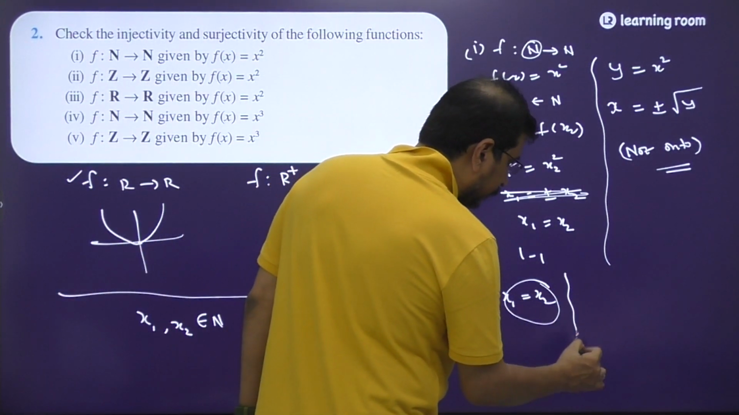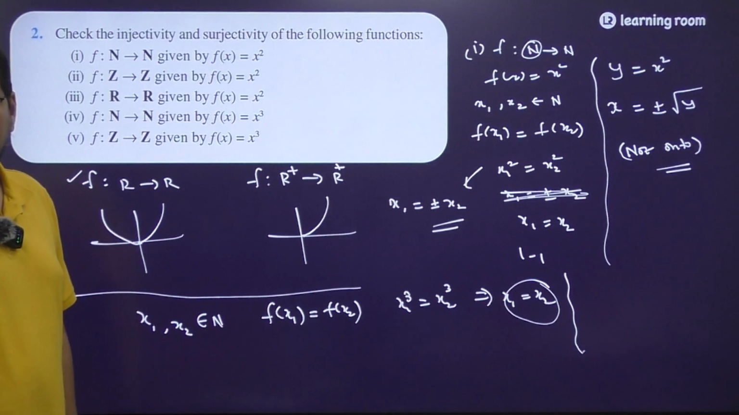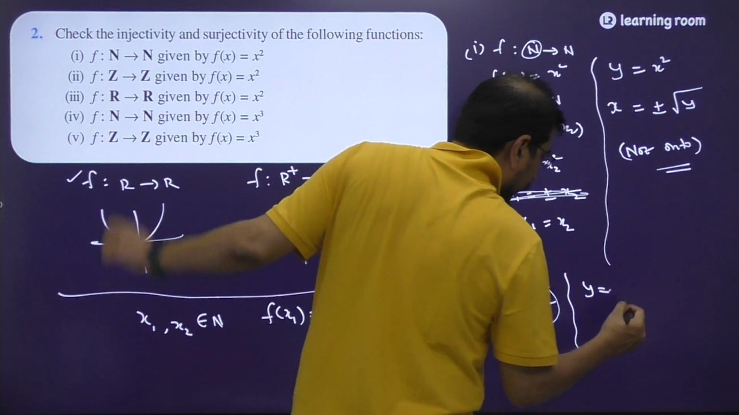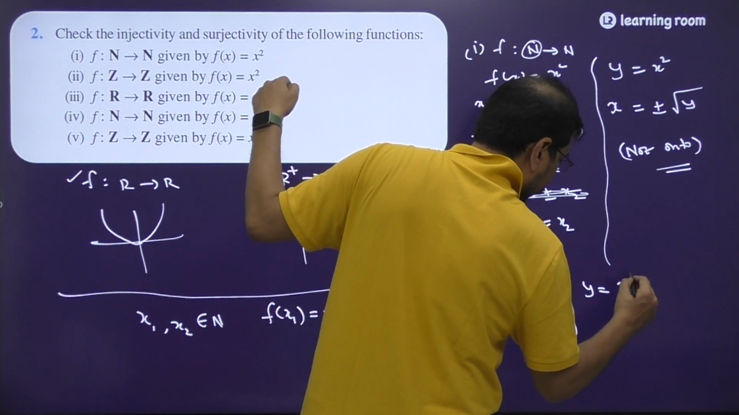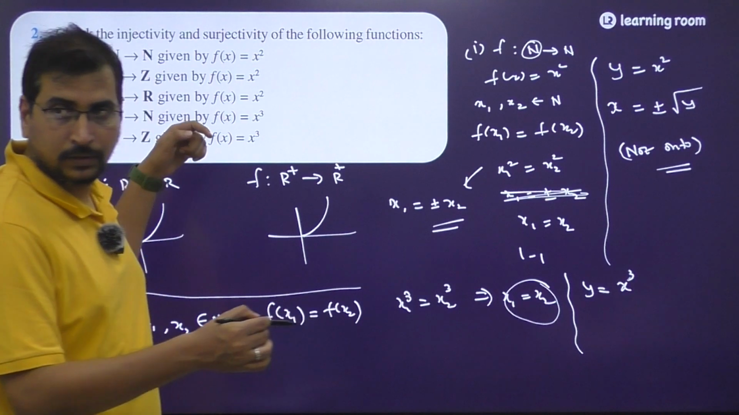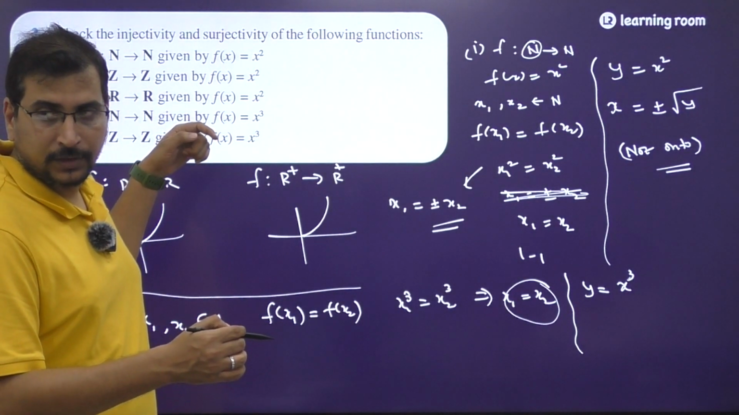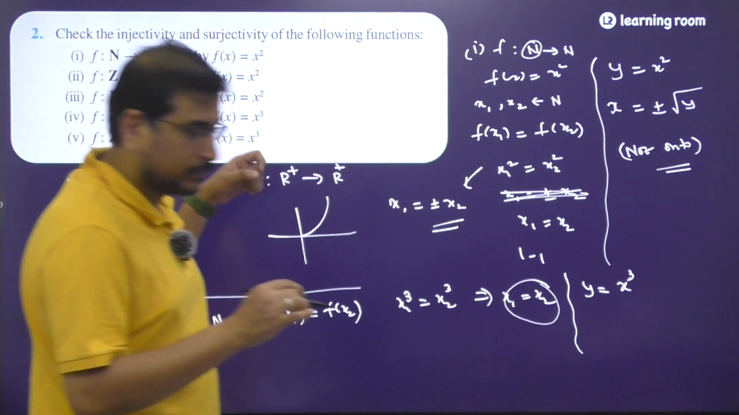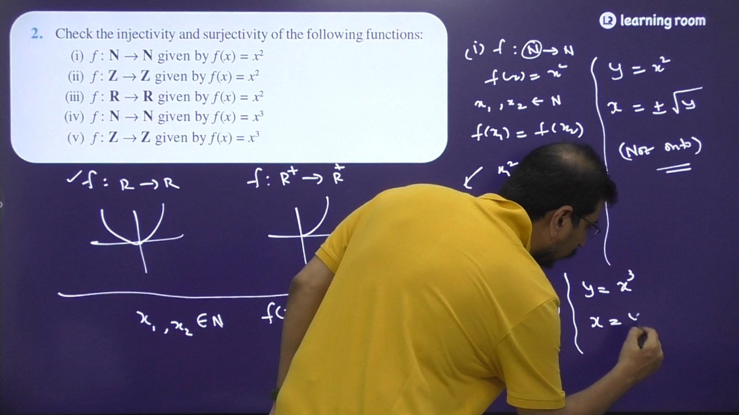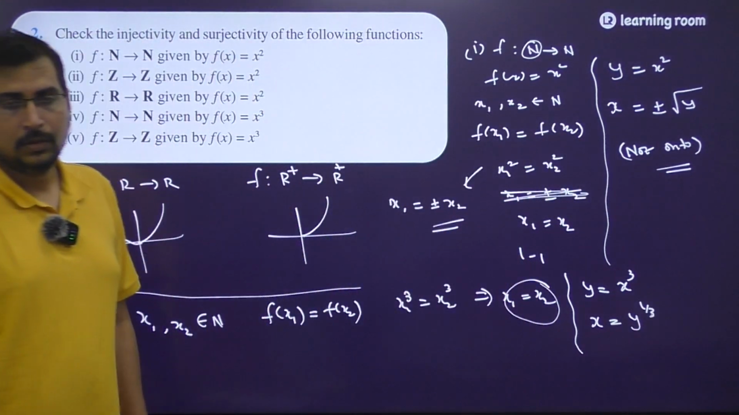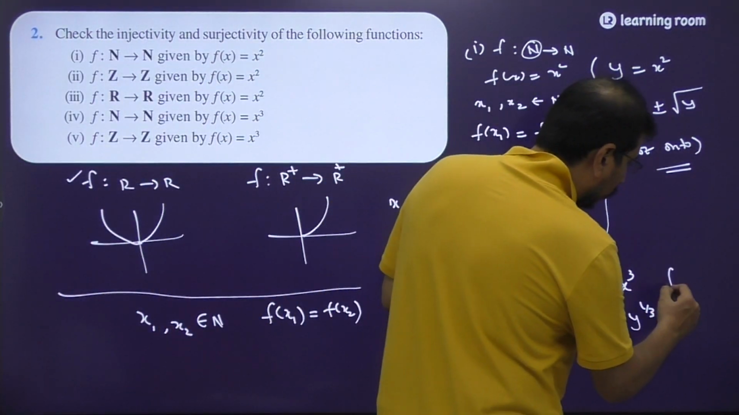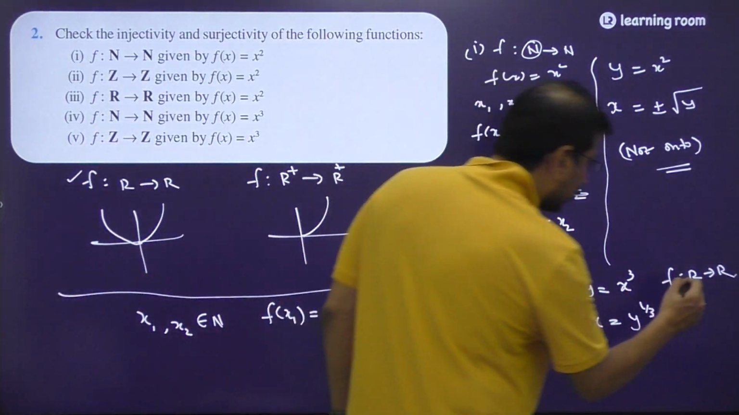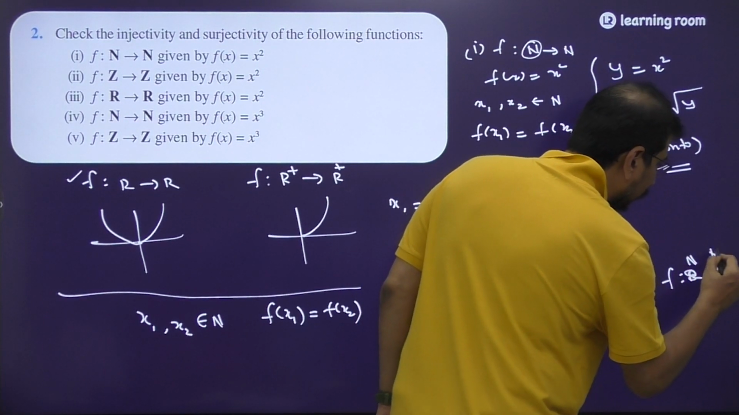For onto, what will you do? Can you tell me? So first you'll write y is equal to x cube. Then what will you take on both the sides? Cube root. Okay. So x will be equal to y power 1 by 3. So now you need to look at the domain and the codomain. f is mapped from R to R. Sorry, N to N. Natural number to natural number.